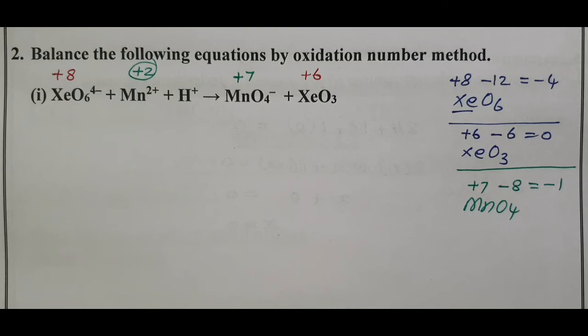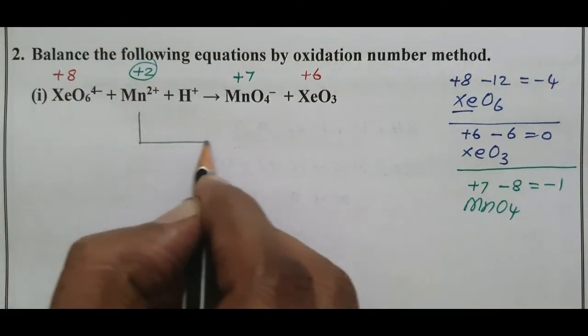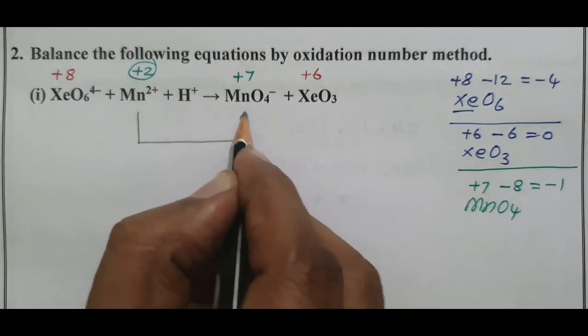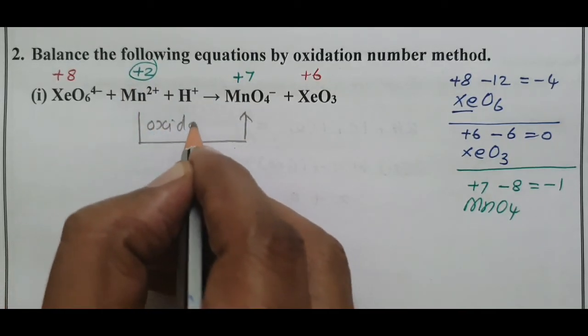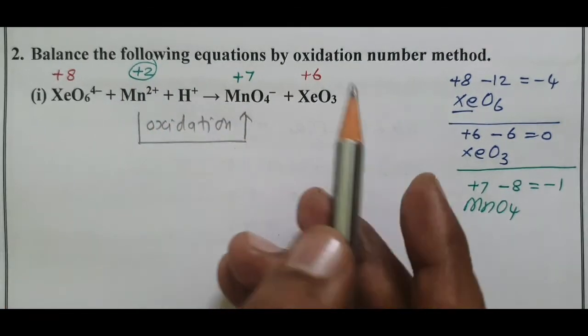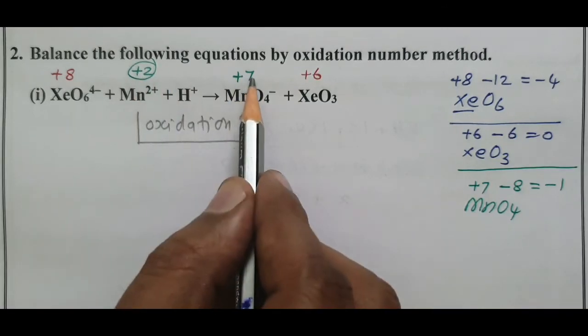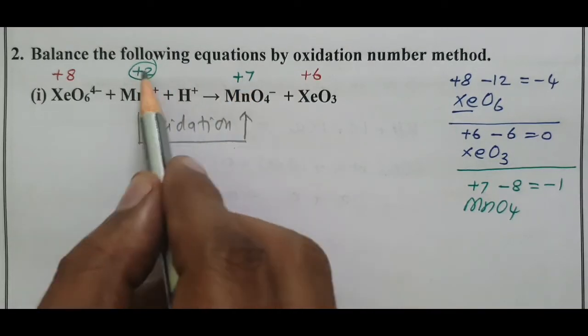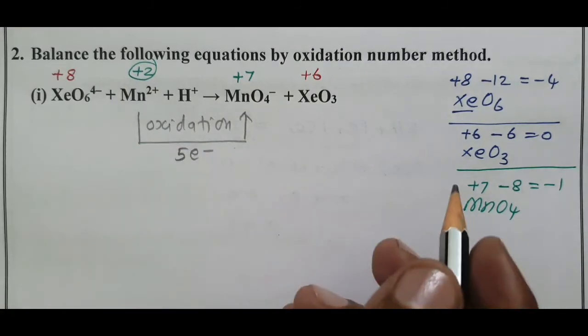Which one undergoes oxidation and which one undergoes reduction? When you move from left to right, the oxidation number of manganese increases. Therefore, this is called oxidation. How many electrons are involved? Since both are positive charges, write the difference between these two, 7 and 2. Therefore, 5 electrons are involved in this oxidation reaction.